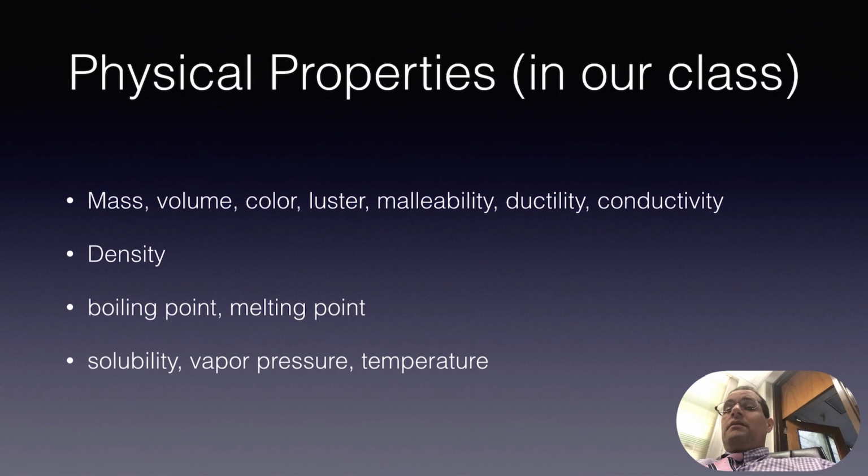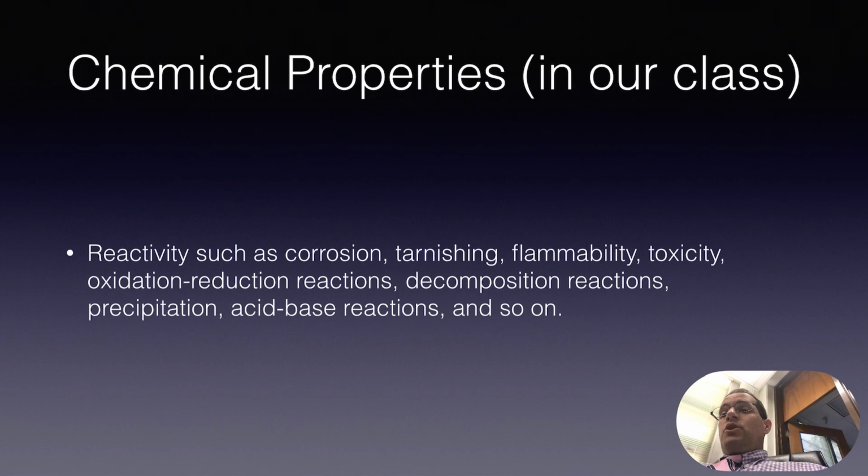We'll talk a lot about density, all right? We'll talk a lot about boiling point and melting point, and we'll talk a lot about solubility, okay? Whether something's soluble or not, or how much dissolves in a certain amount of solvent. We'll talk about vapor pressure, and of course we'll talk about temperature. So these are all physical properties, including states of matter, which I haven't listed here, okay?